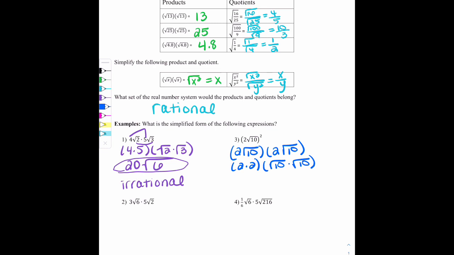So 2 times 2 would give us 4. And then we know from our chart up above that if we take the square root of 10 and multiply it by itself, it just gives us 10. So my answer here is 40. And this would be an example of a rational answer.